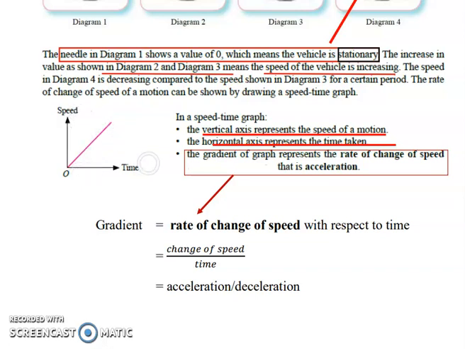This is a speed time graph, quite similar to the distance time graph that we learned, but the difference is that in a speed time graph, the vertical axis represents the speed of the motion, and the horizontal axis, or the x-axis, represents the time taken. The gradient of the graph represents the rate of change of speed, which is acceleration. So gradient is equal to rate of change of speed, which is change of speed over time, which can either be acceleration or deceleration.